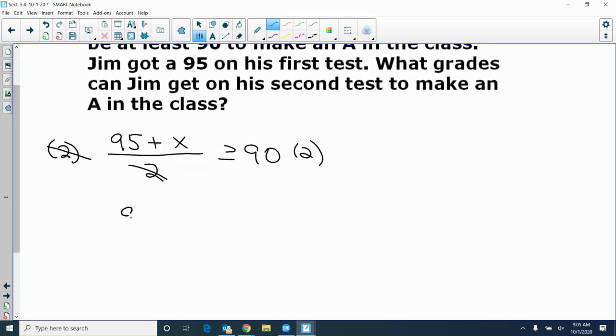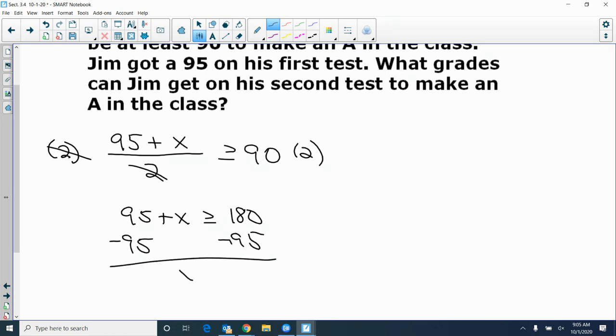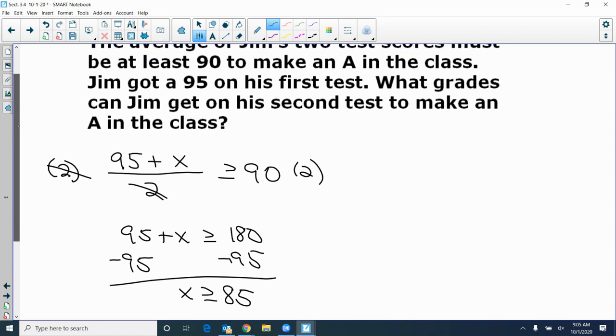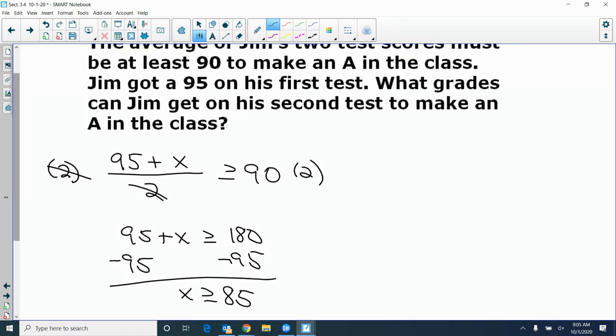Cancels. I get 95 plus x. 2 times 90 is 180. Subtract 95. What's 180 minus 95? 85. So x is greater than or equal to 85. So if he gets an 85, he'll average exactly a 90. If he gets anything over that, then he'll be above a 90. Anything under an 85? Okay, less than a 90. We good there? All right.